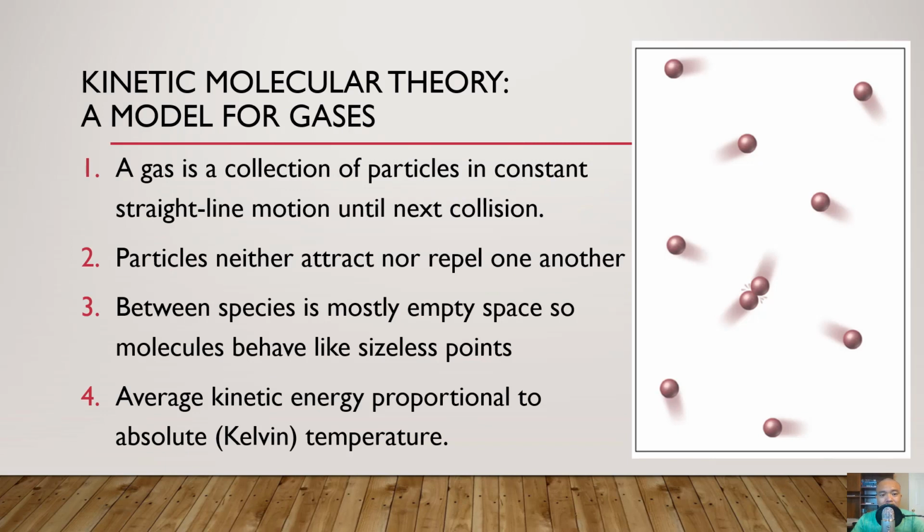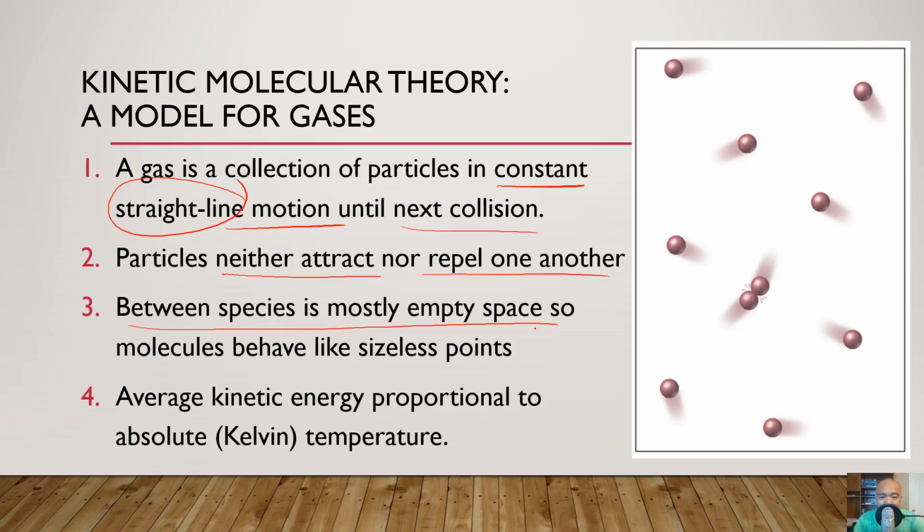As we just emphasized, gases will behave more ideally under lower pressure and higher temperature, and those gases are so-called ideal gases. In the kinetic and molecular theory, an ideal gas is a collection of particles in constant motion, and they always move in a straight line until the next collision, and the particles will neither attract nor repel one another. In other words, the particles will have negligible attractive forces in between. And between the species, it's mostly empty space, so the molecules behave like sizeless points. They are considered as sizeless dots.